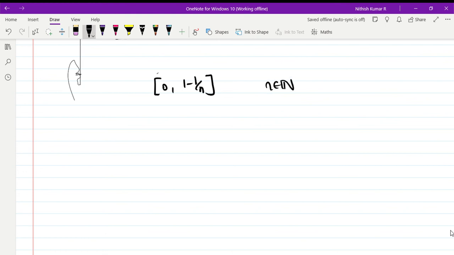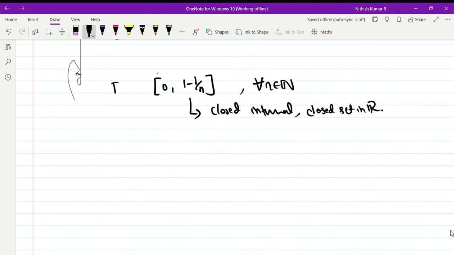Now clearly observe, this is a closed interval, hence it's a closed set in R. It's a closed set in R for every n. So for all n belongs to N, this is a closed set. Let's take it as Fn. Now Fn is a closed set in R. Now let's observe what is the union of Fn when n ranges from 1 to infinity.